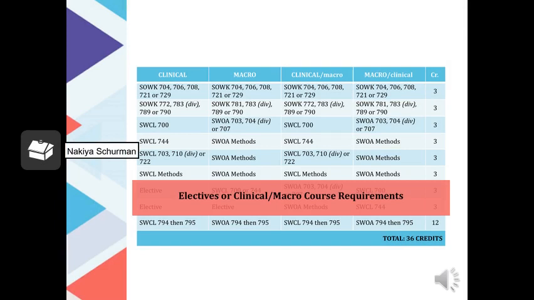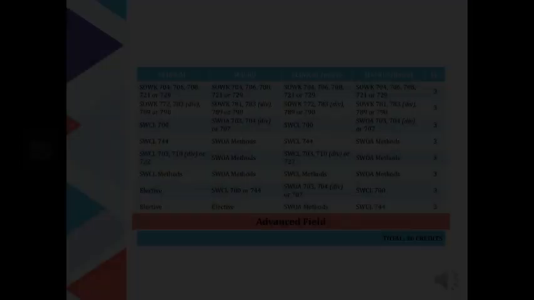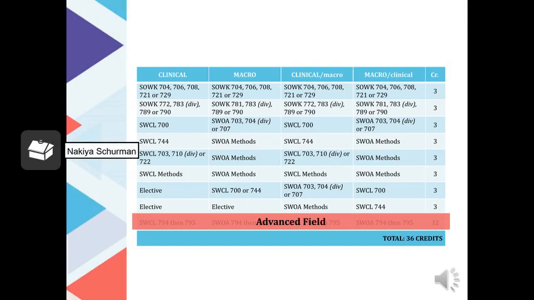These two rows are your electives or your clinical/macro course requirements, depending if you're planning to do a dual concentration. An elective means any 3-credit course that you have met the prerequisites for. This row is your advanced field placement. In your advanced year, each semester is 6 credits. In your foundation year, each semester of foundation field is 3 credits.